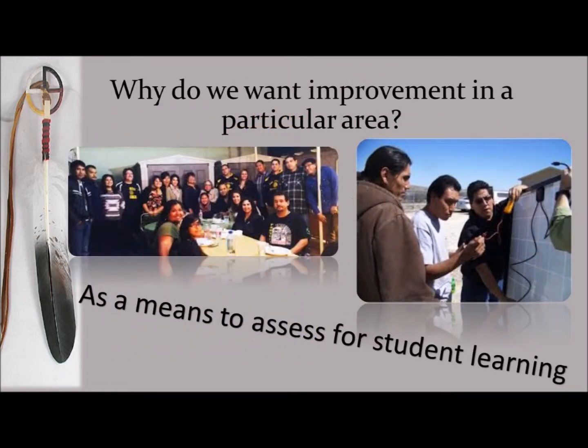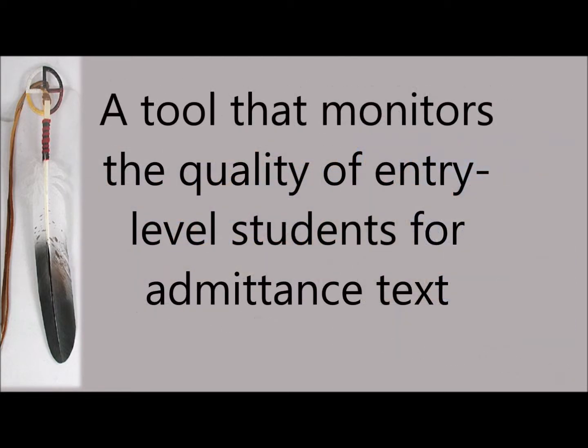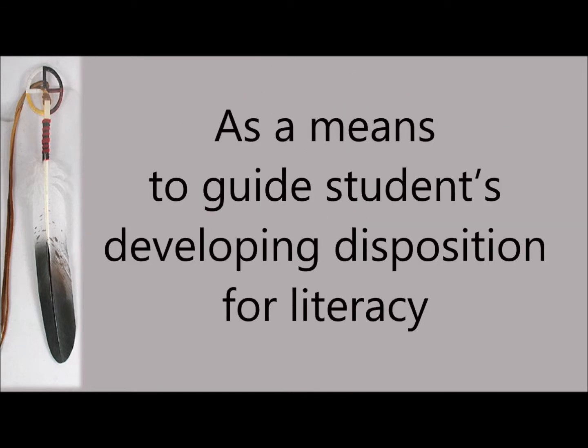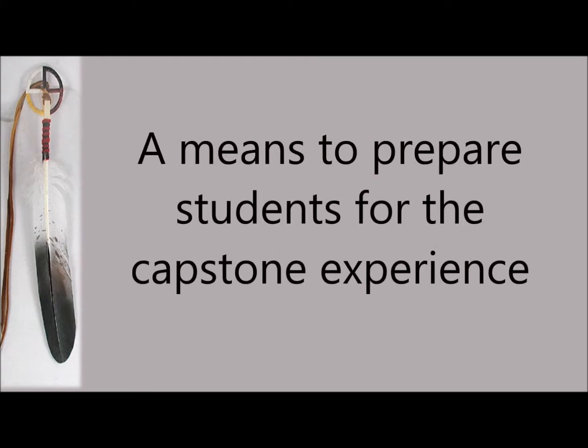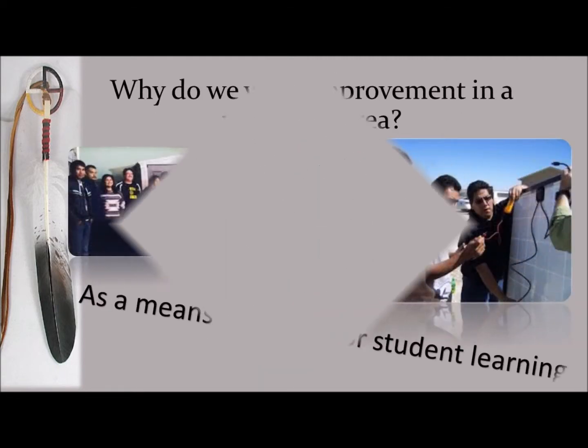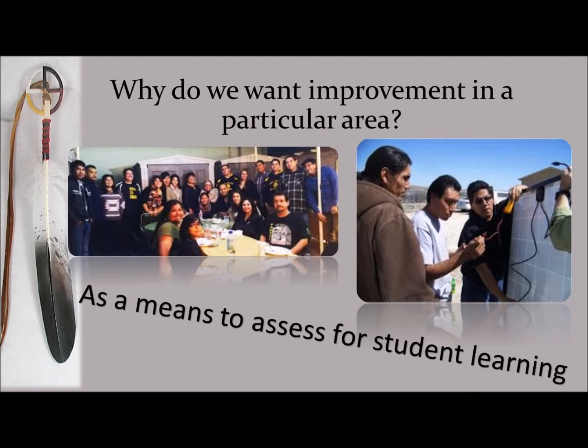Froelich and Pugh proclaim that assessment has 2 purposes and can be viewed vertically and horizontally: assessment of student learning, vertically, and as a means to assess for student learning, horizontally. In consideration, the Criterion Reference Assessment rubrics should serve as a tool that monitors the quality of entry-level students for admittance, as a means to guide students' development disposition for literacy, and to serve as a means to prepare students for the capstone experience. By doing so, the program would assess student learning vertically and assess for student learning horizontally.